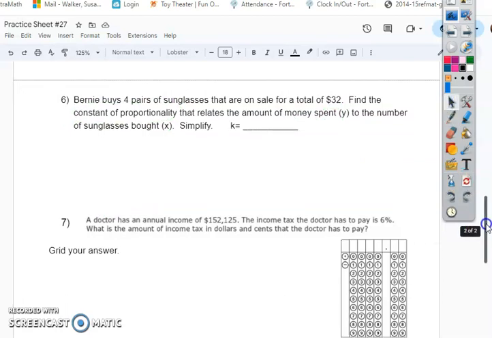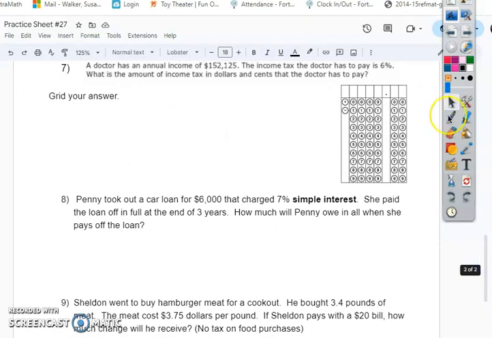Number 7. A doctor has an annual income of $152,125. The income tax the doctor has to pay is 6%. Here's the total. This is the gross. We want the income tax, which is 6%. What is the income tax? I want the income tax. I'm not doing anything special, guys. All it wants is the income tax. 6% is the income tax. So you know, we change the percent to a decimal and we multiply. That is how we take 6% of a number. You're going to multiply this by this and then move that decimal in.